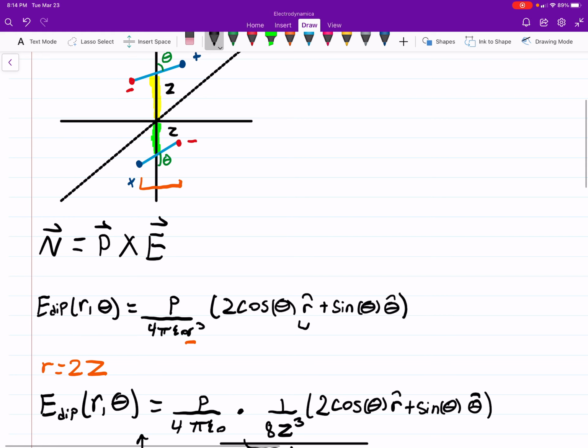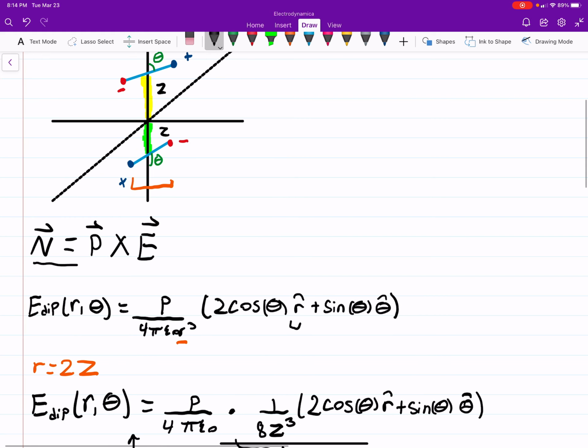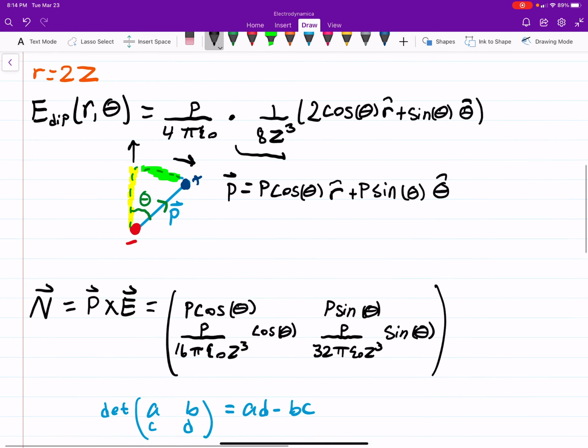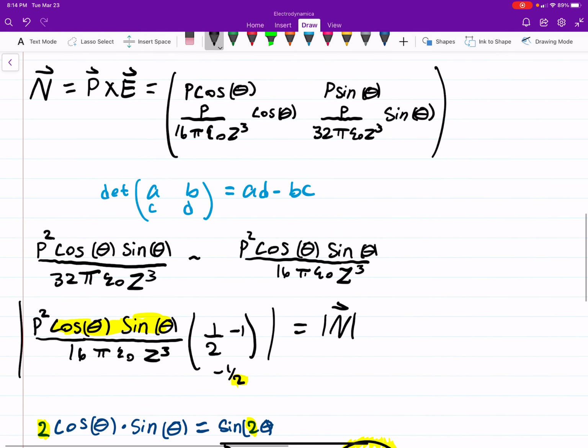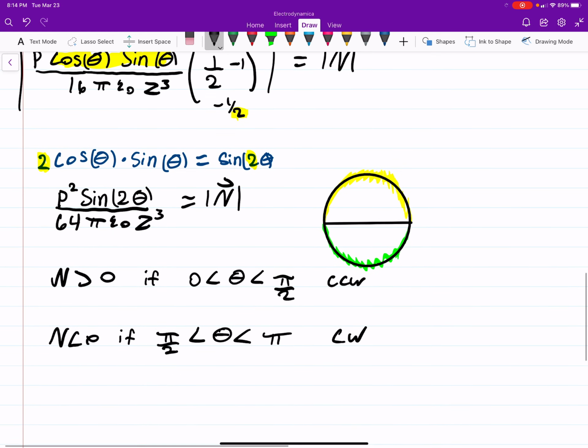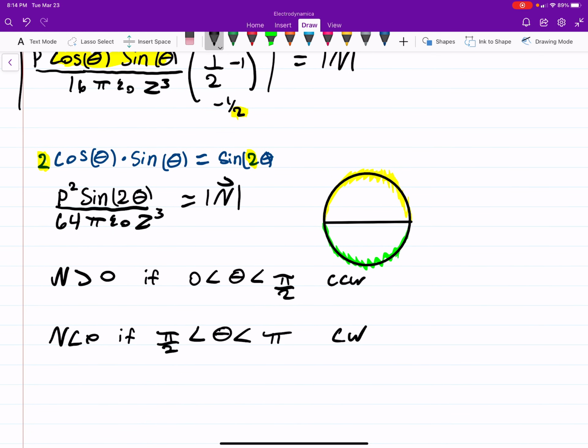Again, we use our equation here, P cross E. We have an equation for E, and we can find our P. We basically just do the cross product. There's a trig identity, and then just recognizing when our torque is positive and when it's negative based on the angle. And that's basically it.